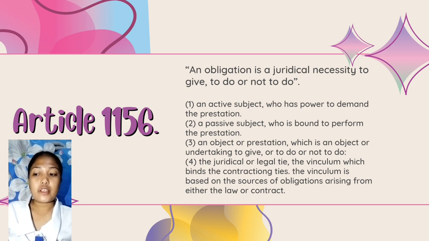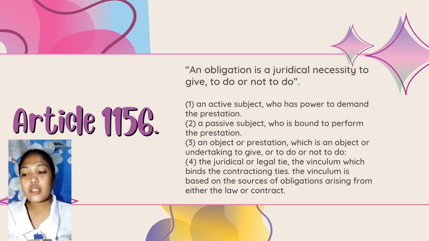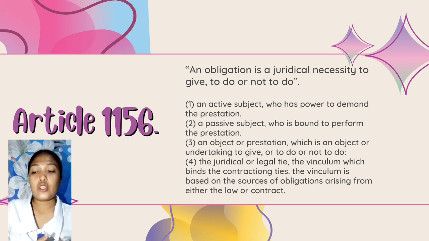First, we have an active subject, also known as the obligee or the creditor, who has the power to demand the prestation. Second is the passive subject, also known as the debtor, who is bound to perform the prestation. Third, we have an object or the prestation, which is an undertaking to give, to do, or not to do.